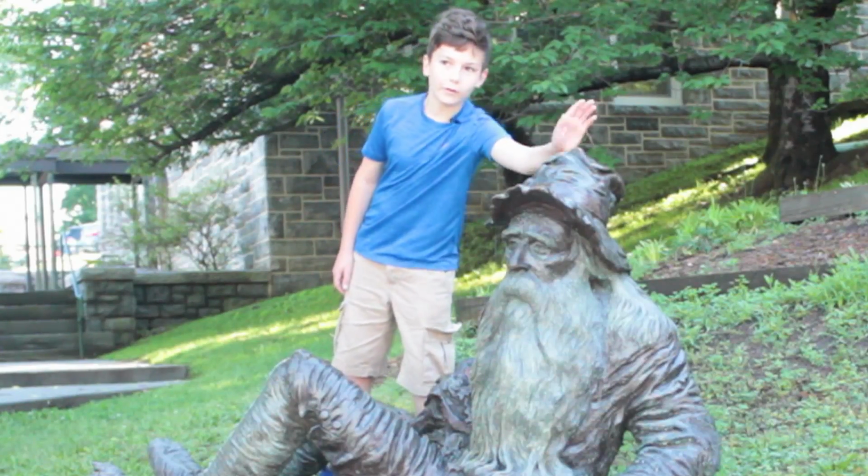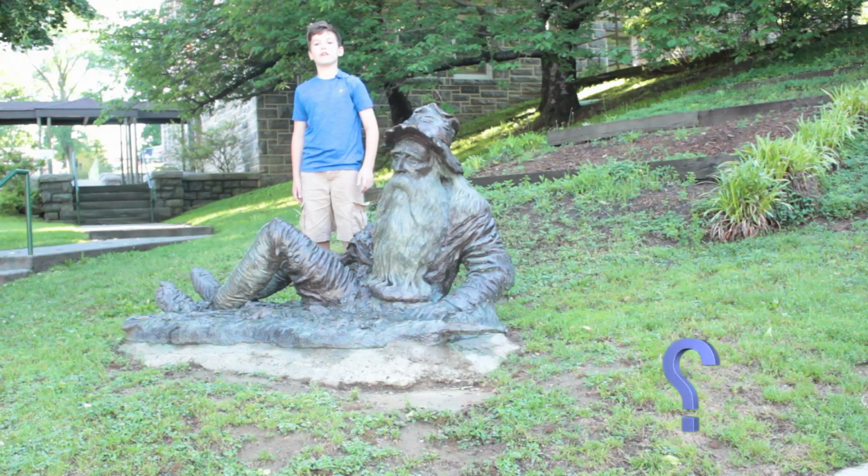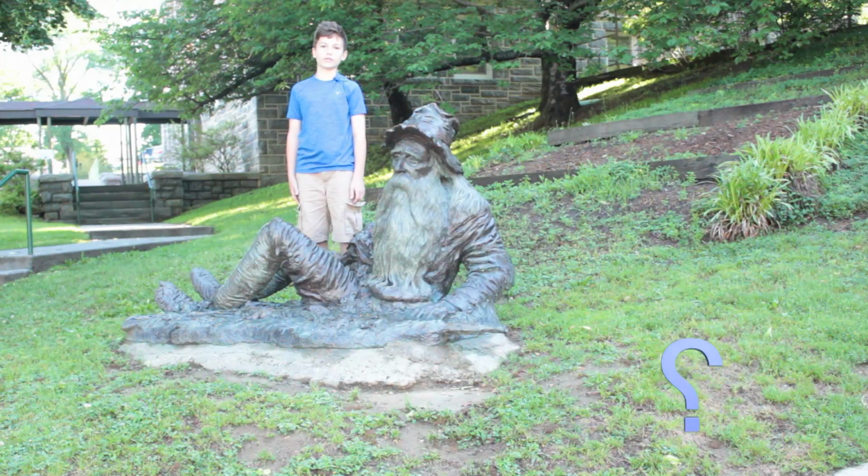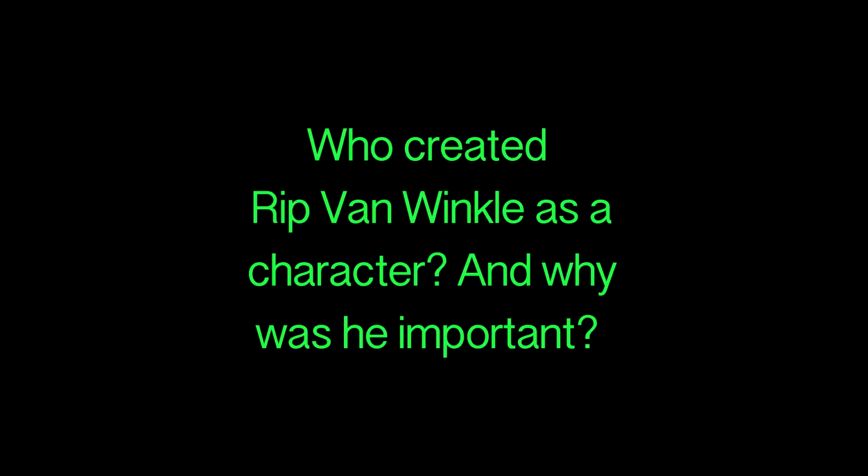Most of you probably know my friend Rip here, but do you know who created him as a character and why he's important? That's right. Rip Van Winkle was created by the author Washington Irving, who lived in what was at the time called Dearman, and then later changed to Irvington to honor him.